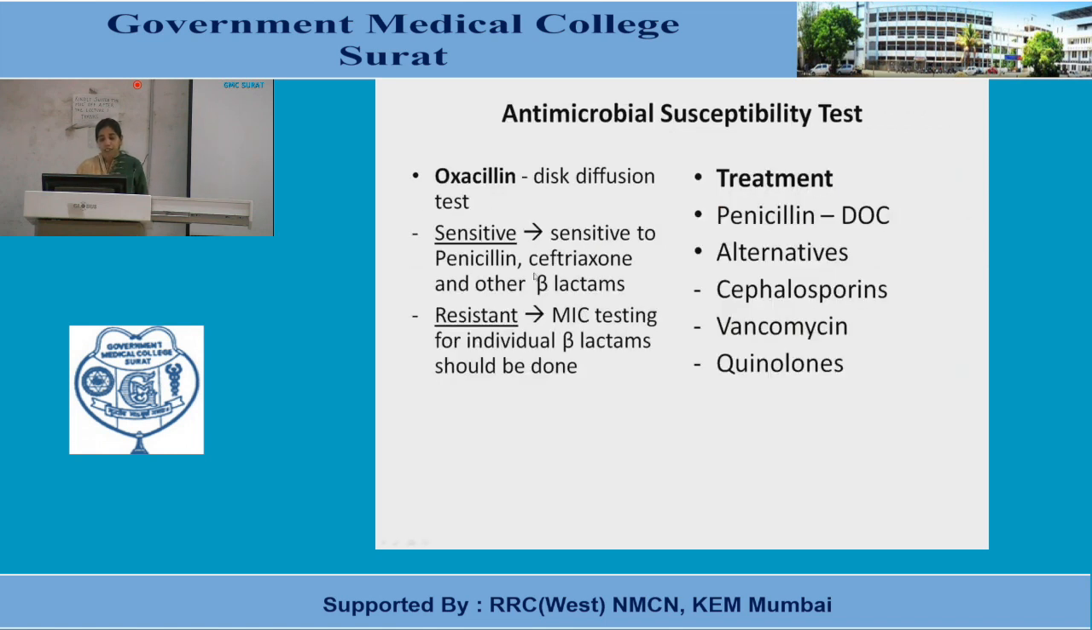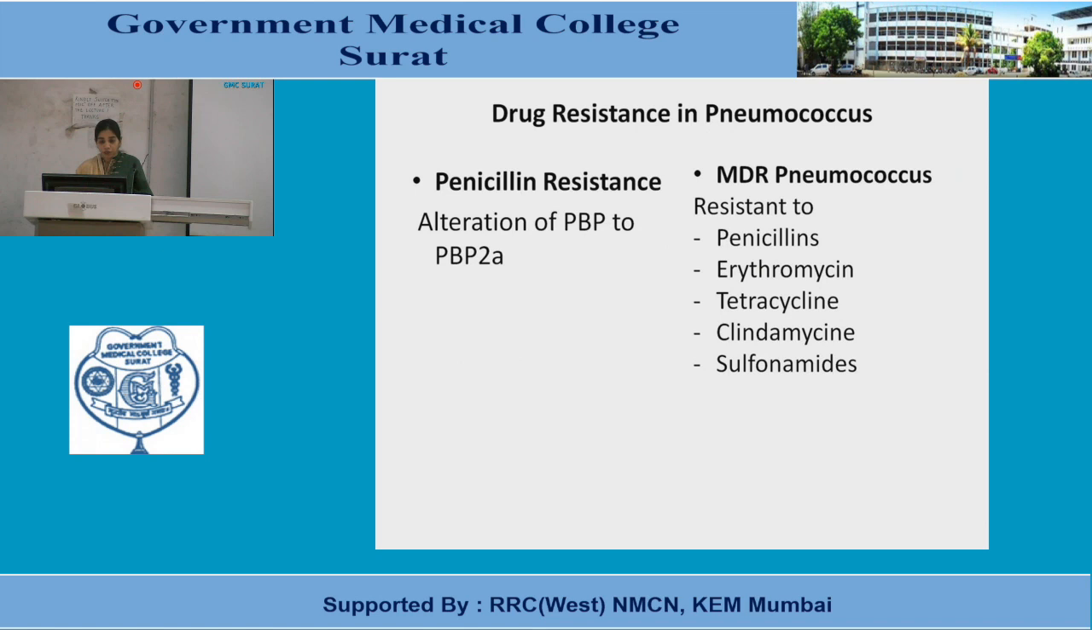For antimicrobial susceptibility testing, the oxacillin disc diffusion test is used. If it is sensitive, they are sensitive to penicillin, ceftriaxone and other beta-lactams. If it is resistant, MIC testing for individual beta-lactams should be done. For treatment, penicillin is the drug of choice, and alternatively cephalosporin, vancomycin and quinolones can be given. Nowadays penicillin resistance is common due to alteration of PBP2A.